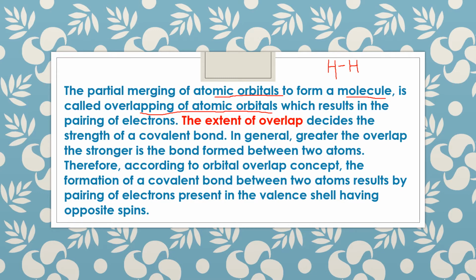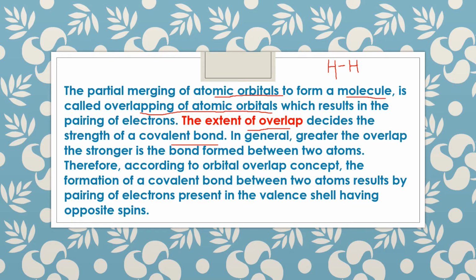And the extent of overlap decides the strength of the bond. We can understand the extent of overlap like this: if the overlap is more, there will be more common space where there is probability of finding those electrons. Only then they can get paired. And in general, greater the overlap, stronger is the bond.